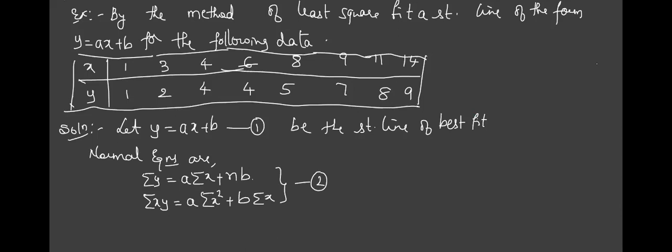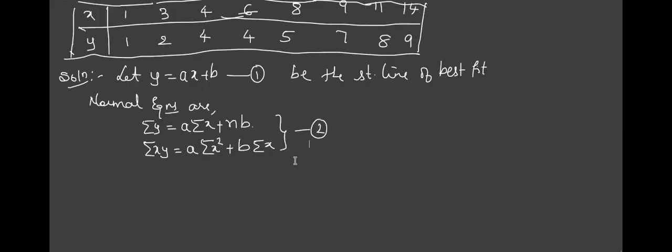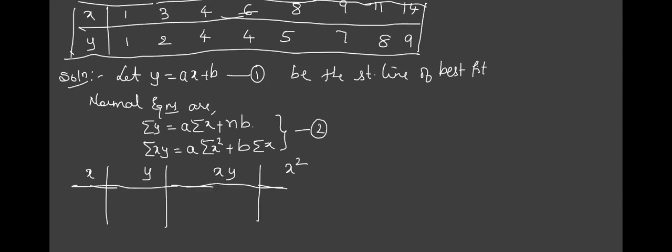Now, to substitute the values, what do we need to do? We need to construct the table. So this is first for x, then for y, then for xy, then for x square. Start preparing the table. I'll write only a few values here. I'm interested in summation. So all of you sit with a calculator. I may ask anybody the value. Don't tell me any reason.